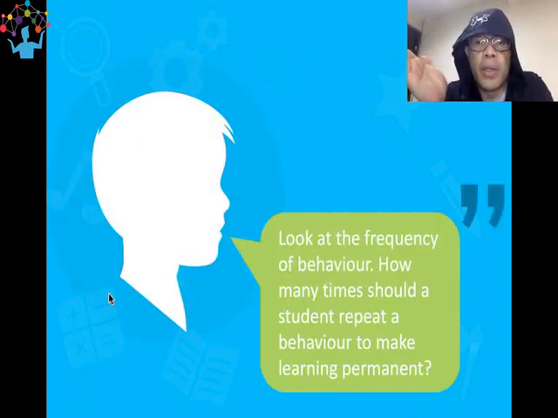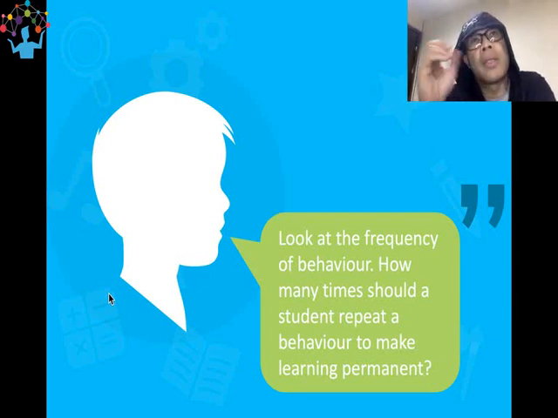So look at the frequency. Frequency is the number of times things are repeated, the number of behaviors. How many times should a student repeat a behavior to make a learning permanent? So the challenge is always, how can I make an appropriate behavior permanent, or what will I do so that the student will keep on repeating the same appropriate behavior.